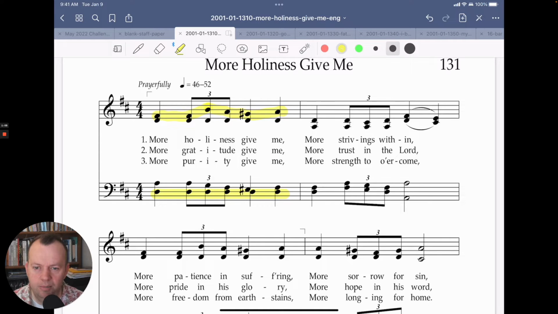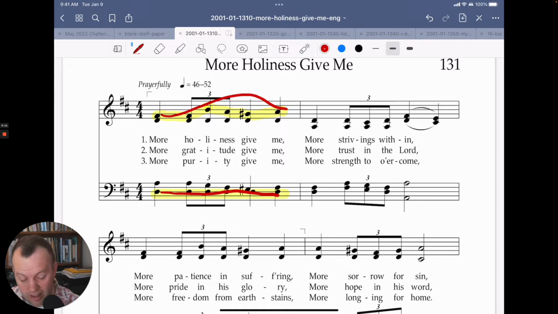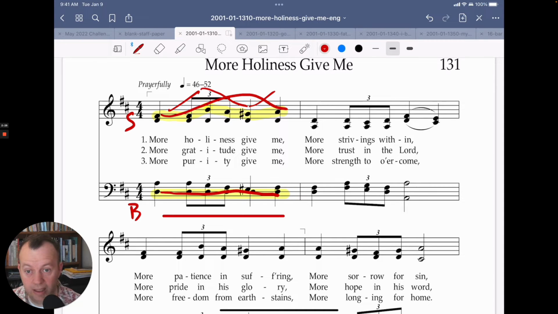So what do I mean by oblique motion? Oblique motion means that one of the voices stays steady while one of the other voices is moving. Okay? So here, comparing the soprano and the bass, the bass does not move at all. It stays steady. The soprano goes up and then comes down and then back up. Okay, so that is oblique motion.